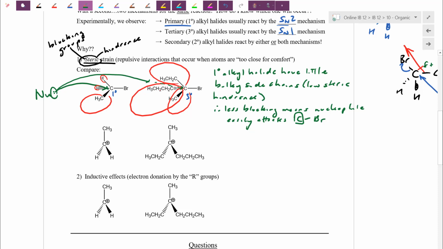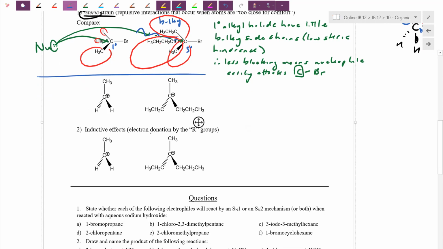Whereas when I had those three groups here, you can see such bulky side chains, such bulky groups, it's really hard for me to weave myself in there. Not impossible, but if I had a different mechanism, I would prefer that mechanism. Okay. Inductive effects here. We already saw positive inductive effects, especially when we're talking about carbocations. Remember, carbocations, these are positive carbons.